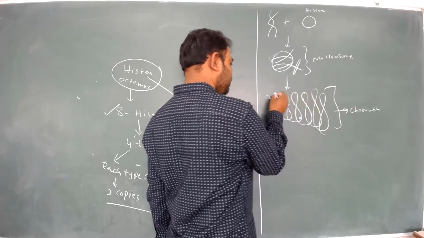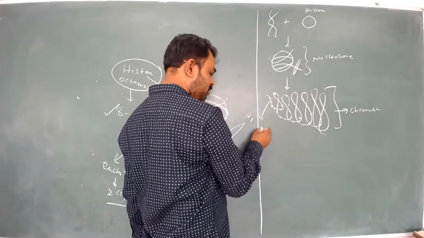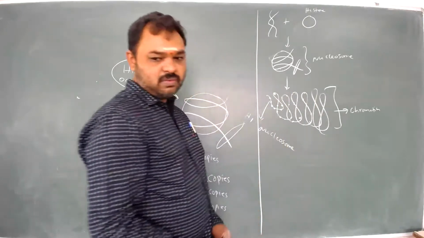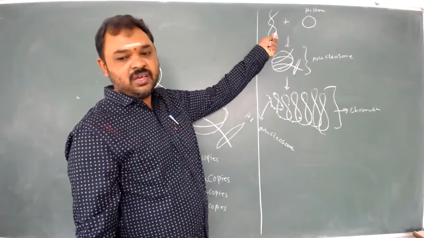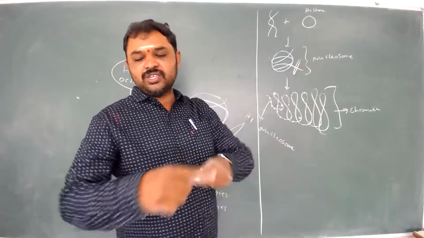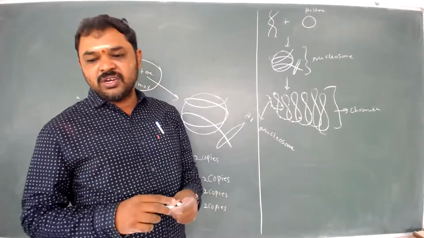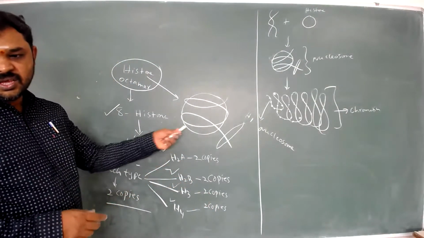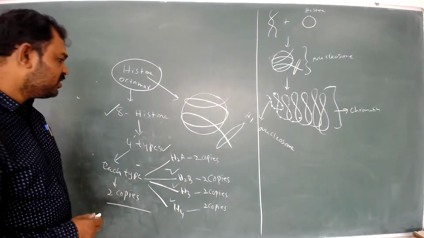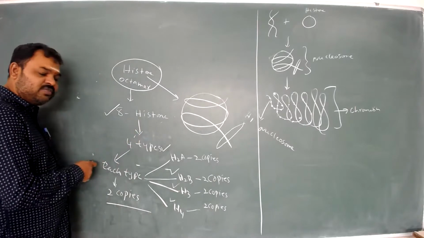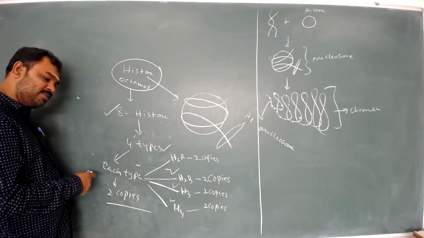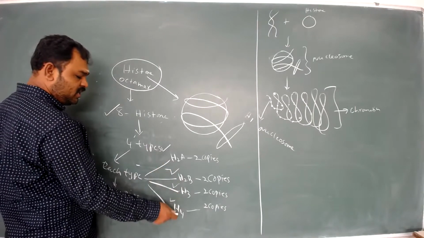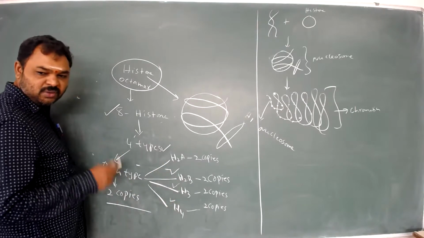The small bead is the nucleosome. First, the DNA is coiling around the histone octamer. The histone octamer is nothing but proteins. What are those proteins? There are 8 histones, which come under 4 types: H2A, H2B, H3, and H4. Each one has 2 copies.